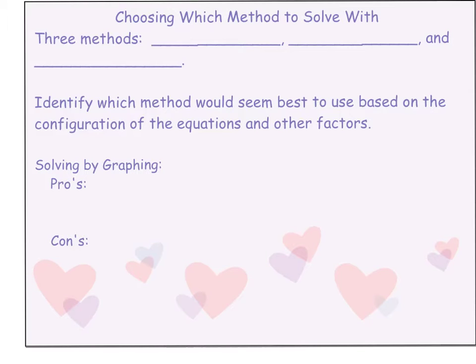Today we're going to talk about choosing which method to solve systems of equations with. So far we've had 3 different methods. The first one was graphing. The next one was substitution. And the third one was elimination. Now, we want to talk about today what are the different pros and cons of solving by graphing, substitution, and elimination, so we can use these to decide which is the best method to solve each system of equations with.